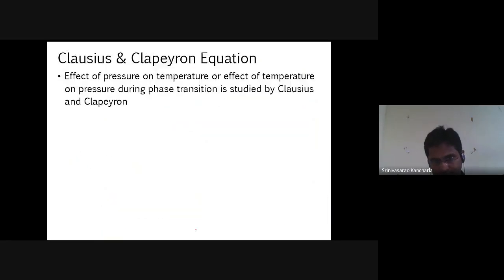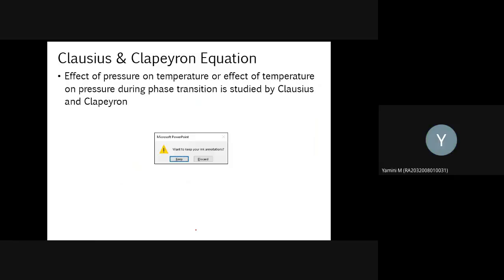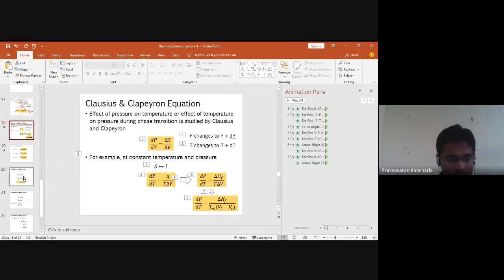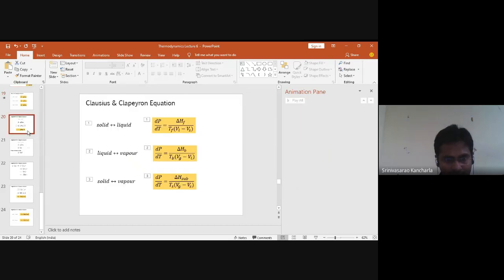Then what about this Clausius-Clapeyron equation? Shall we go for it, or next class? We'll do it in the next class, because yeah, we have some really important points here. Okay, fine, as you wish.